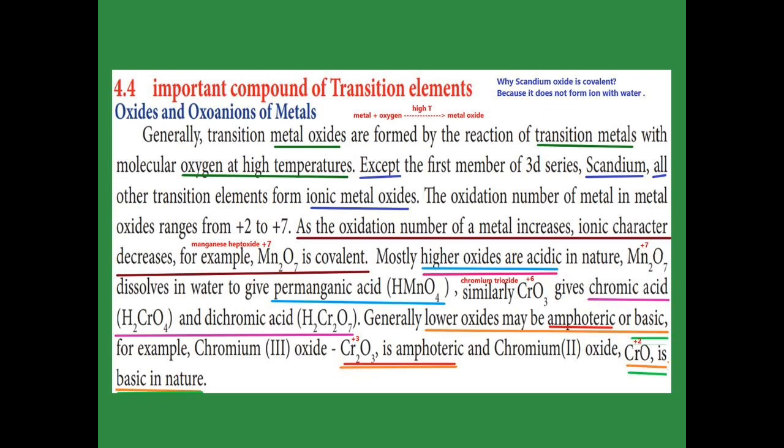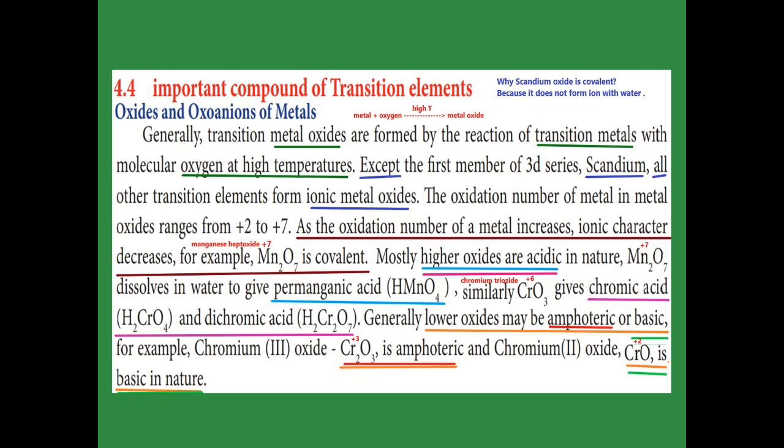Why is it covalent? Because in water it never forms ions, and it also never dissolves in water, so it forms a covalent oxide. And also the oxidation number increases from +2 to +7 in the transition elements. When the oxidation number increases, the ionic character slowly decreases. For example, in manganese, we know very well the oxidation number is +2 to +7. In the higher oxidation state, in manganese heptoxide, the oxidation number is +7. It is at a higher level, so Mn2O7 has covalent character.